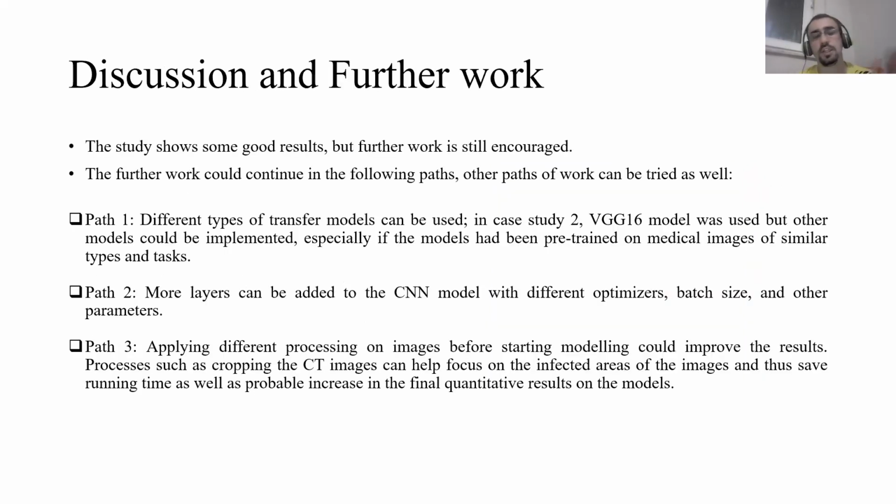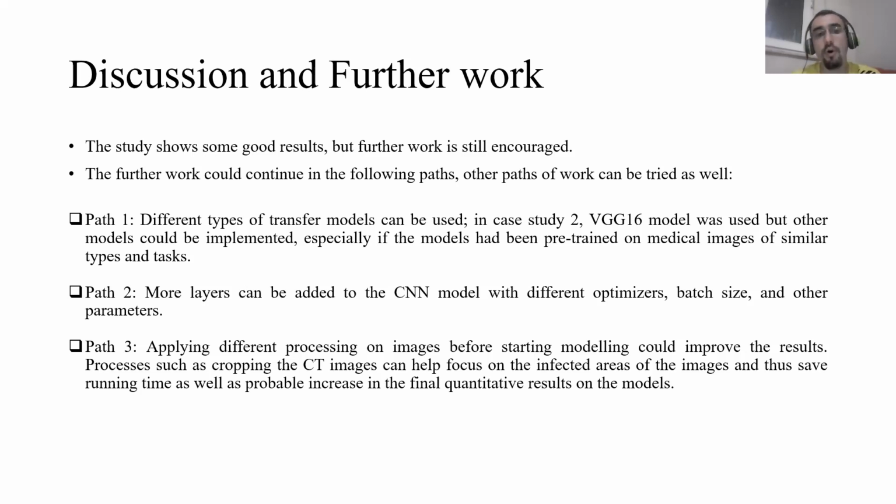Okay. Now discussion and further work. As we said, it's continuous work. So the study shows some good results, but further work is still encouraged. The further work can continue in the following paths. Other paths can also be tried as well. So path number 1, different types of transfer learning modules can be used. In case study 2 here, we used VGG16 as the transfer learning module, but other modules can also be implemented, especially if the modules have been pre-trained on similar images and for similar tasks, right? If that happens, then it's more likely that this transfer learning would yield better results. That's the first path of further work.